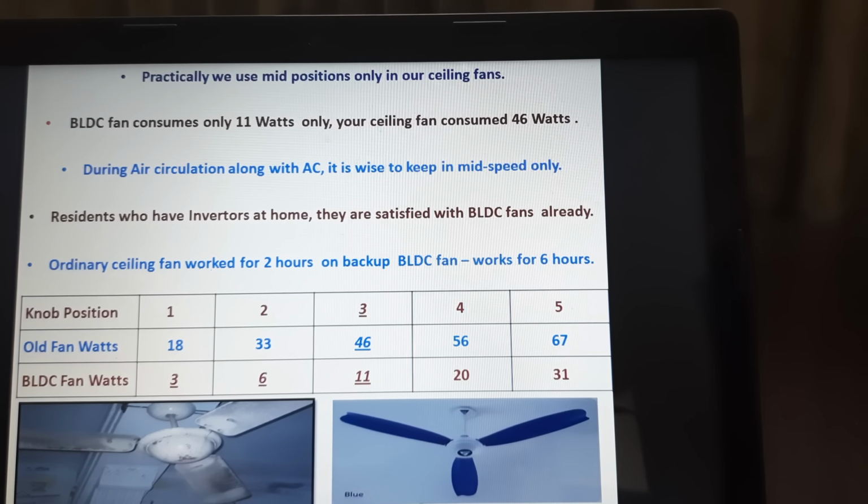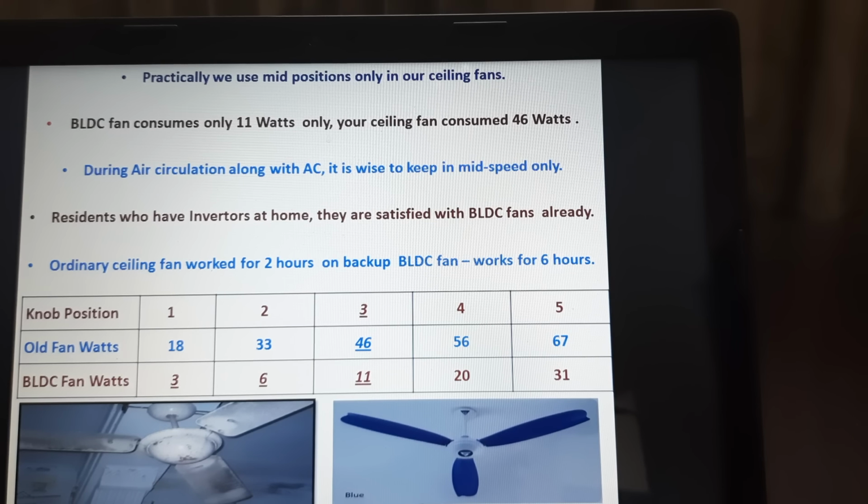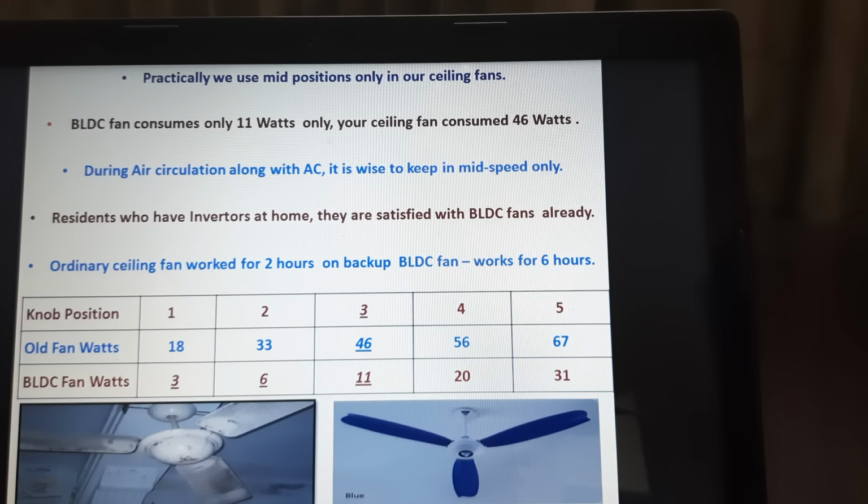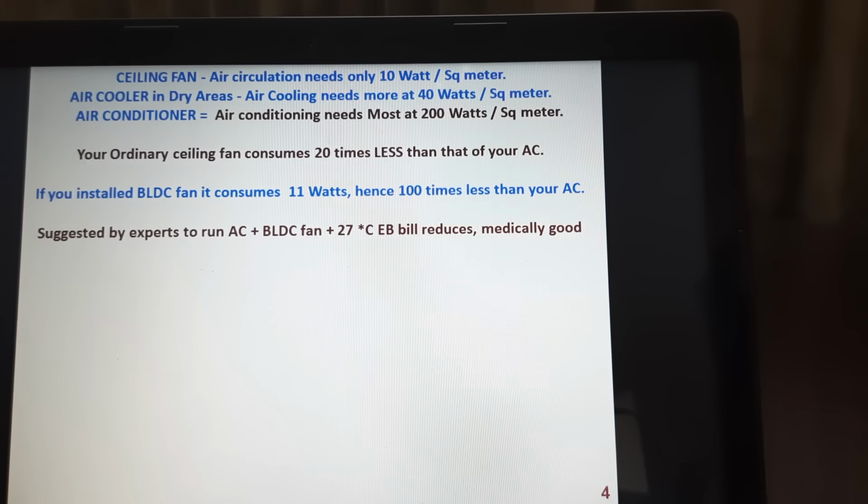To start with, the comfort zone starts with air circulation, and practically we use the mid portion of the ceiling fans. The BLDC fan consumes only 11 watts, whereas your ceiling fan consumes around 46 watts. So the residents who have inverters at home are very much satisfied with the BLDC fans. The BLDC fan gave a backup of 6 hours, whereas the ordinary ceiling fan gave a backup of only 2 hours. You can see the wattage ratings at the mid portion: 46 watts and 11 watts. So the BLDC fan is going to be the order of the day, and wherever the old ceiling fan is there, it needs to be replaced with the BLDC fan.